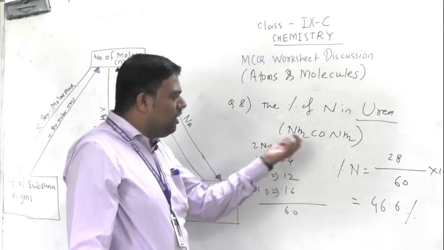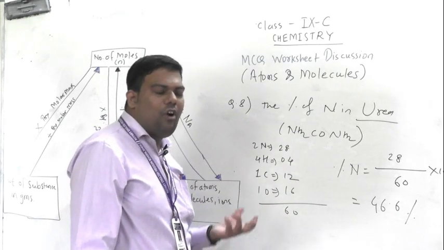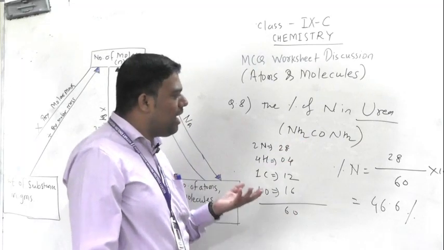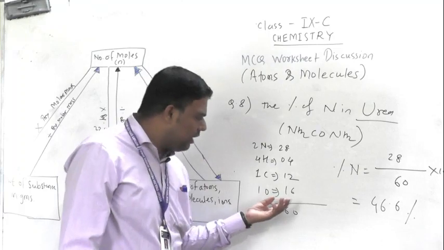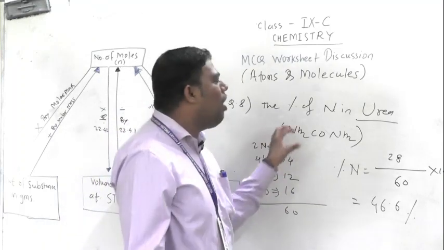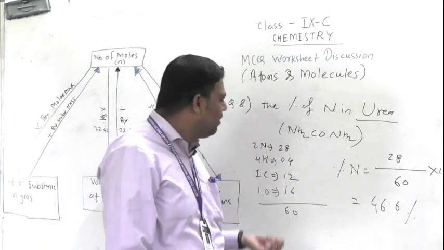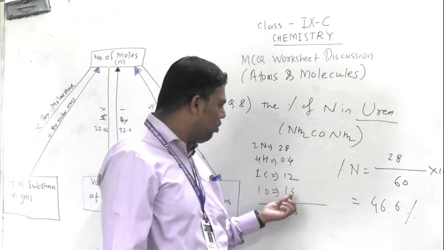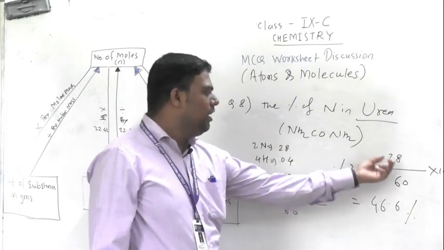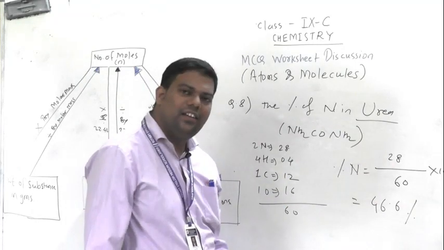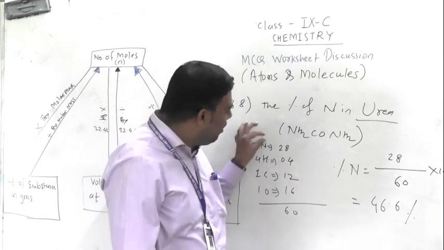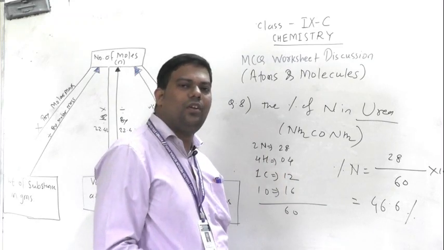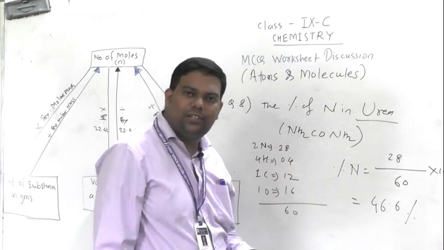Understood? Suppose they want to calculate the percentage of carbon also. Then suppose you have to calculate the percentage of carbon from this urea. So easy. What? 12, because one only oxygen. Sorry, oxygen 16. So 16 divided by 60 into 100. So like that you can calculate the mass percentage of each and every element.